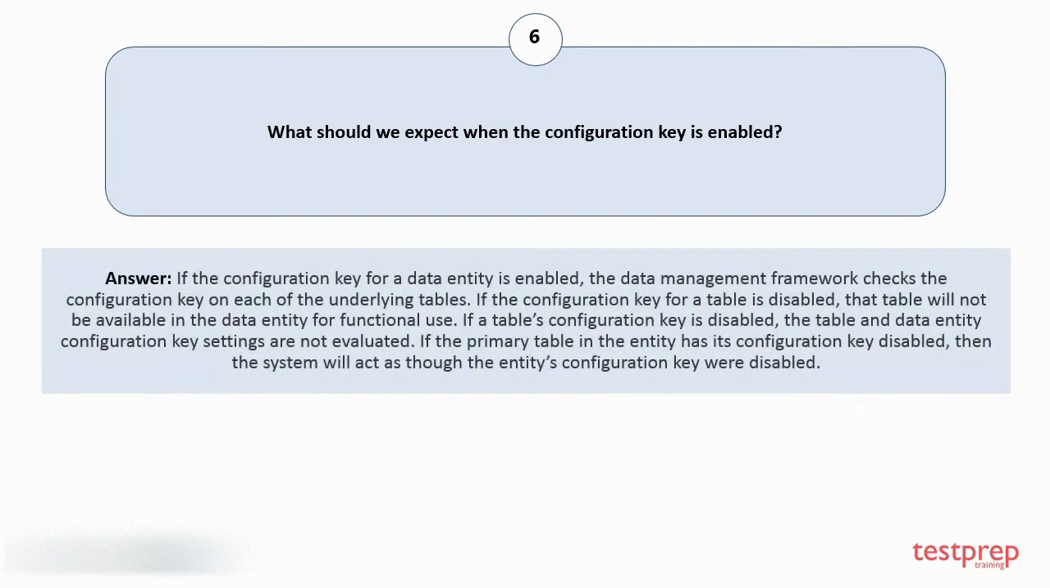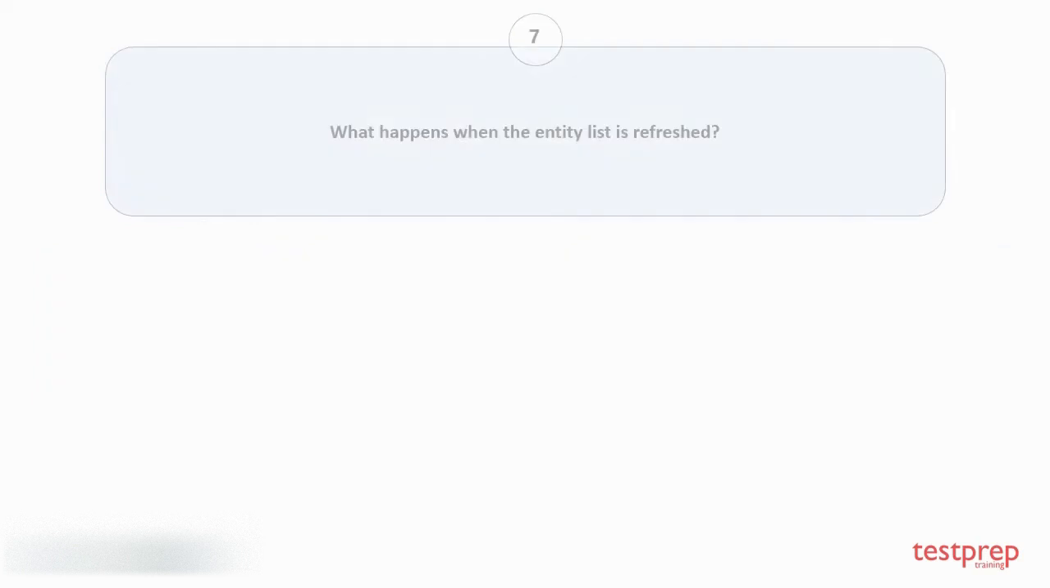Your answer is: if the configuration key for a data entity is enabled, the data management framework checks the configuration key on each of the underlying tables. If the configuration key for a table is disabled, the table will not be available in the data entity for functional use. If a table's configuration key is disabled, the table and data entity configuration key settings are not evaluated. If the primary table in the entity has its configuration key disabled, then the system will act as though the entity's configuration key were disabled. Question number 7, what happens when the entity list is refreshed?